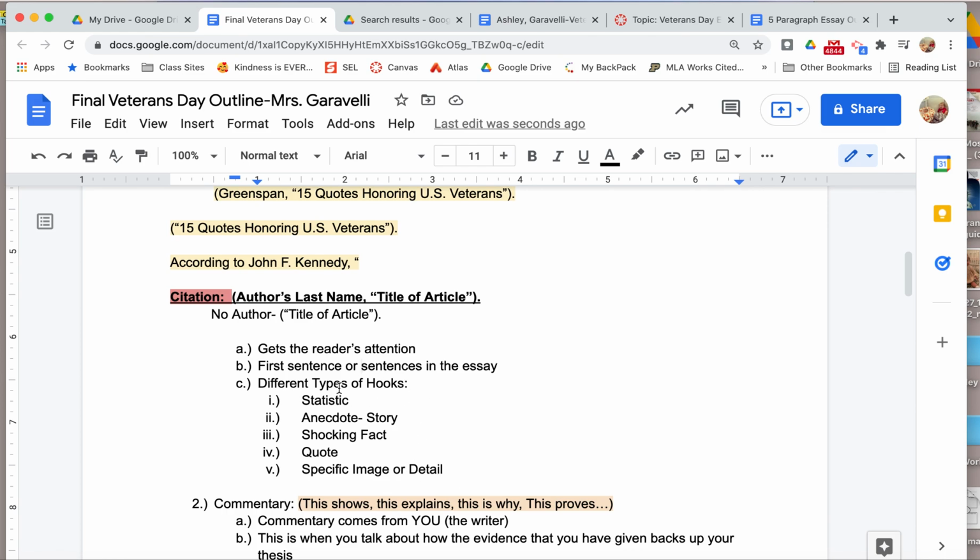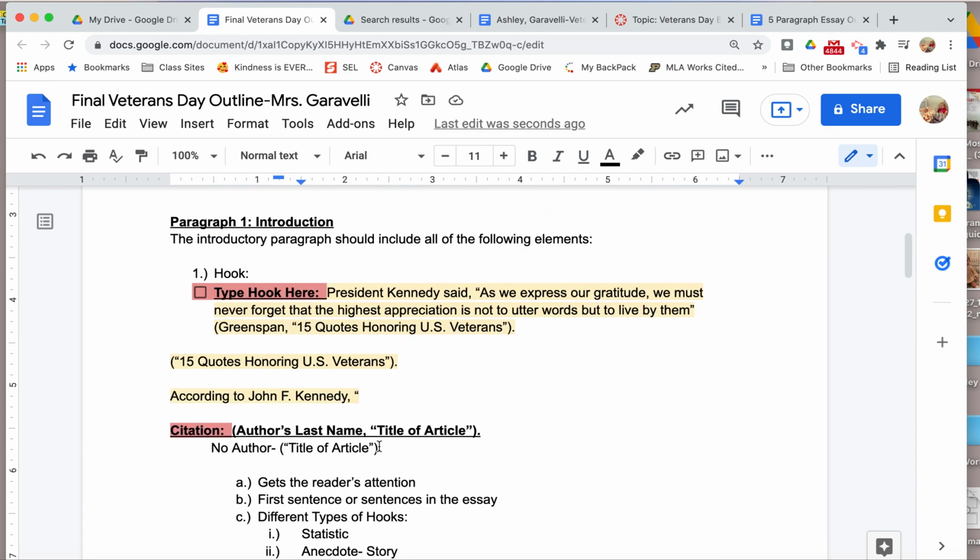These are your options. You could start with a statistic, which is like a fact that includes numbers, an anecdote, which is just a short little story, a shocking fact, a quote, or a specific image or detail. This is more of something that your readers can visualize. So these are all different ways that you can start your essay, your hook, okay?